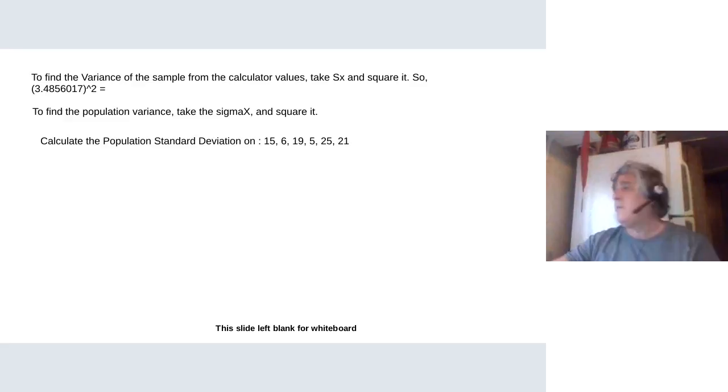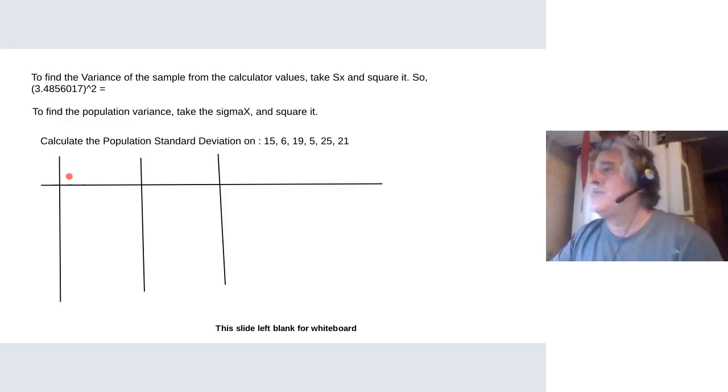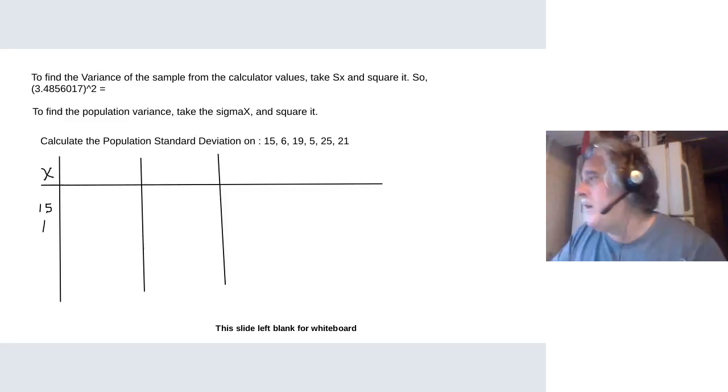All right. What I like to do, as I told you, is have a little table. So this will be X, and I'm just going to write them here. It's not 16, it's 6.